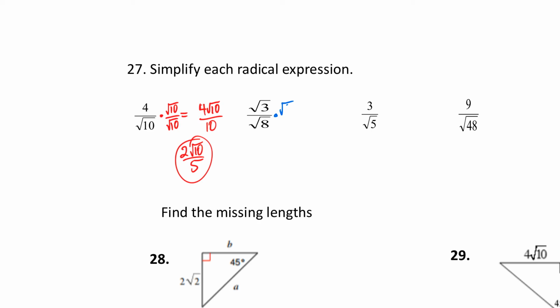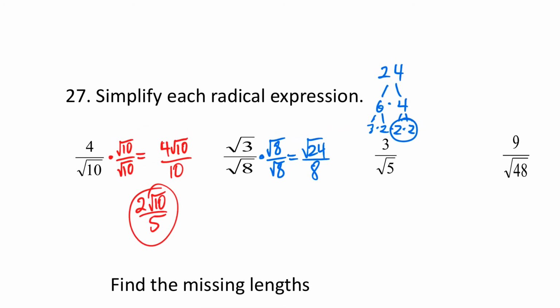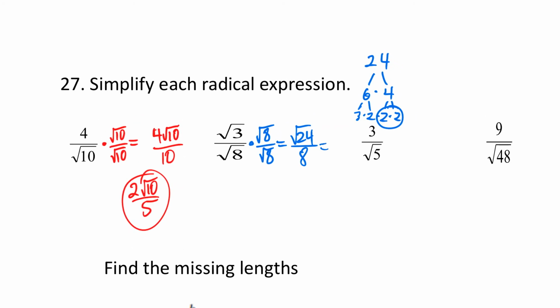Okay, on this one, we're going to multiply by square root of 8 over square root of 8. So on the top, we get square root of 24. On the bottom, what's square root of 8 times square root of 8? Square root of 64, and square root of 64 is just 8. Now that 24 we can break down, right? 6 times 4, which is 3 times 2 and 2 times 2. So that's going to give 2 square roots of 6 over 8.